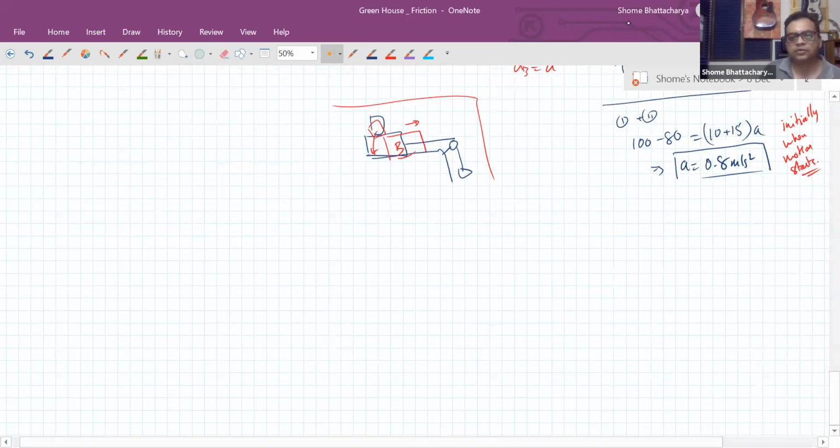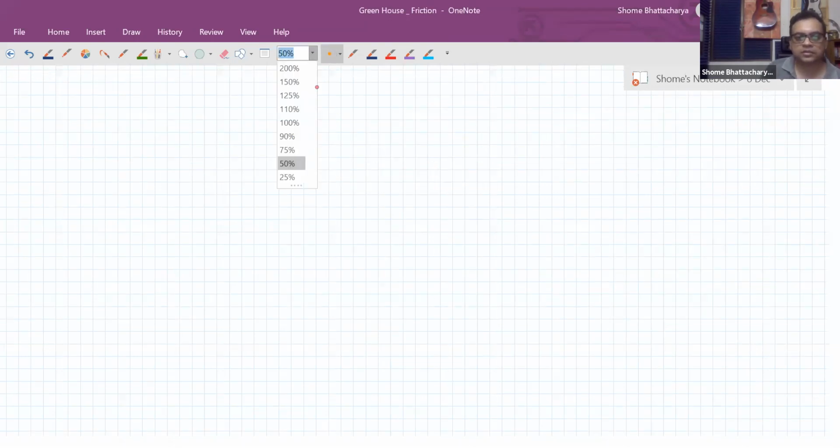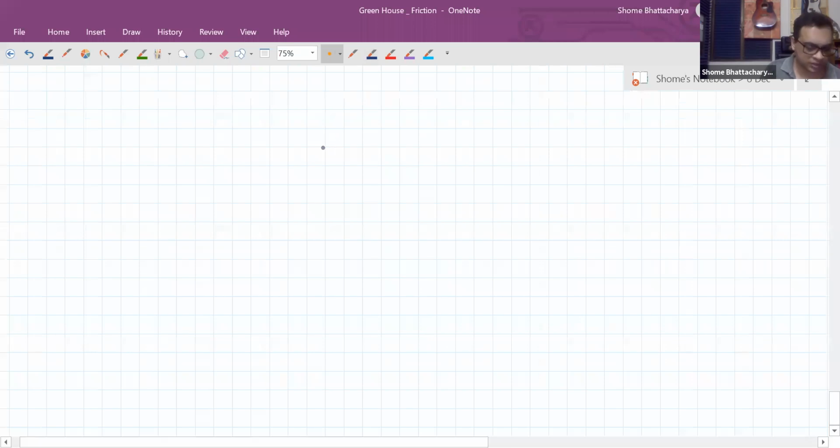Okay, now what I also want to do is a couple of questions from the previous chapter, Newton's laws, which I want to discuss as doubts also. So a couple of questions from HC Verma. I'll just put up the question. I think one of them is a question which Diti has asked.